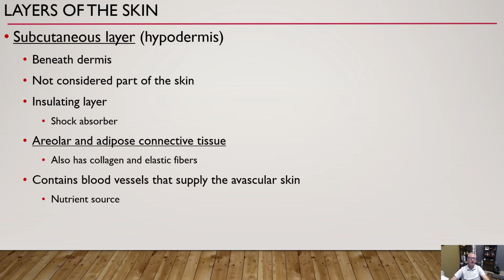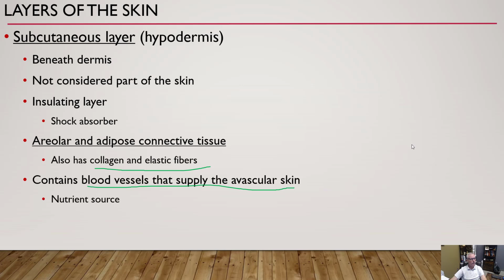All right, and then, like I said last chapter, we have that subcutaneous layer, or that hypodermis layer, that's really not considered part of the skin, but we still talk about it. It's basically an insulation layer, shock absorber. It's made up of both areolar and adipose connective tissue. So collagen fibers, elastic fibers. And it also has blood vessels that supply the skin.